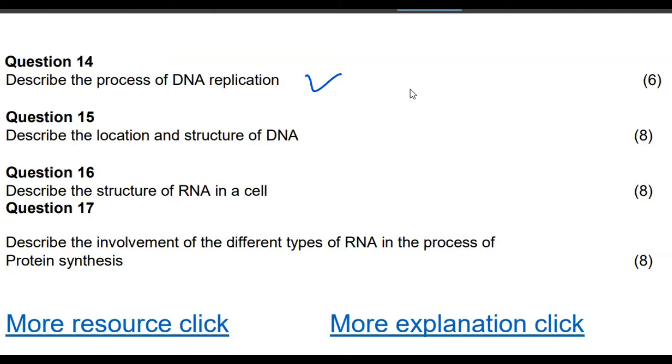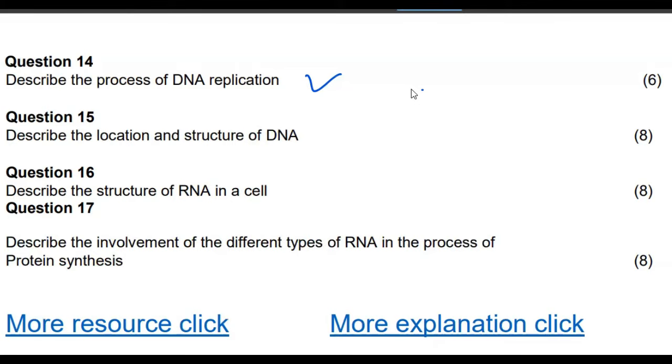Then number 2, describe the location and the structure of DNA. Here I explained the structure of DNA at the beginning. In most cases, give it 6 marks. And then location, we have 3 locations: nuclear DNA, mitochondrial DNA, and chloroplast DNA. So if they talk about plants, then you talk about all of the 3. But if they talk about animals, you only talk about the 2, because we don't have chloroplasts in animals.